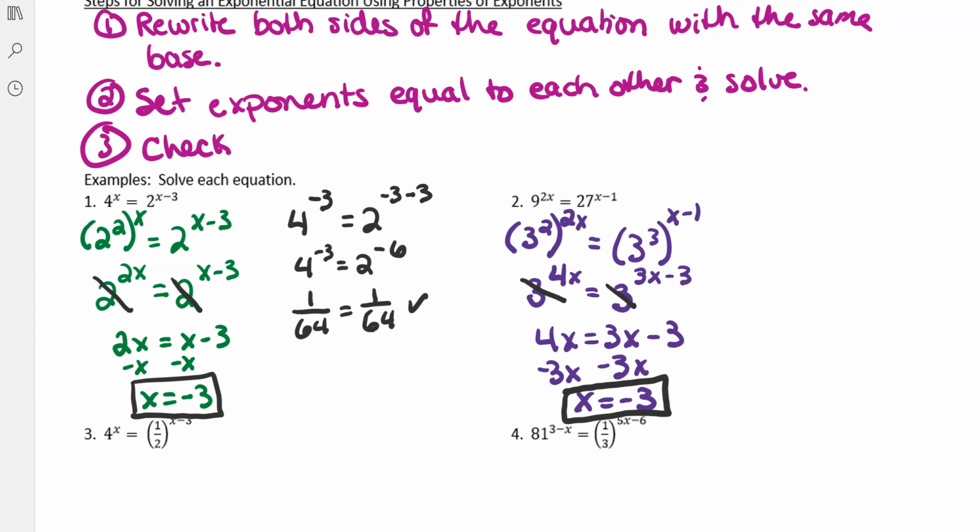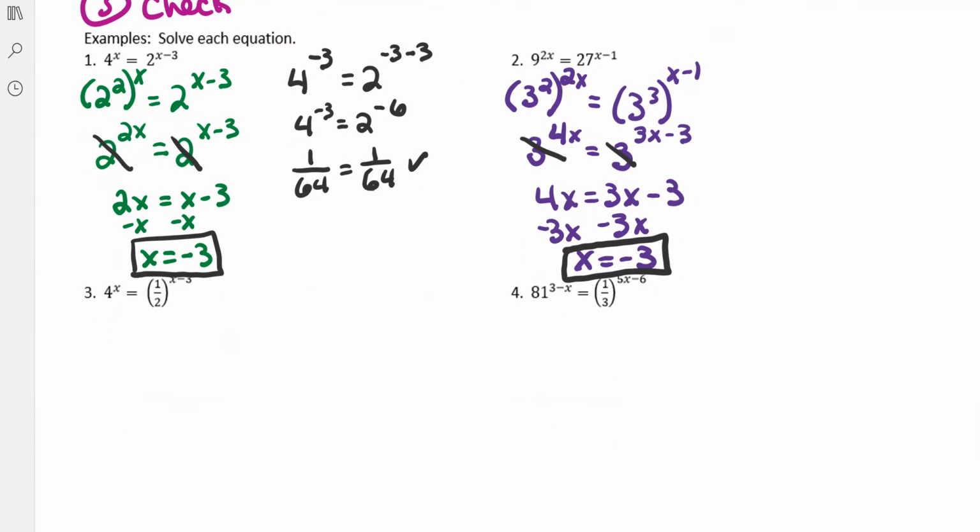All right, so those are kind of the easier ones. So number 1, we only had to change one side of the equation. And number 2, we had to change both, but they were a pretty basic common base. When we get down into 3 and 4, now we're going to actually start dealing with negative exponents because we've got fractional exponents. All right, so 4 and 1/2, those are both in the 2 family.